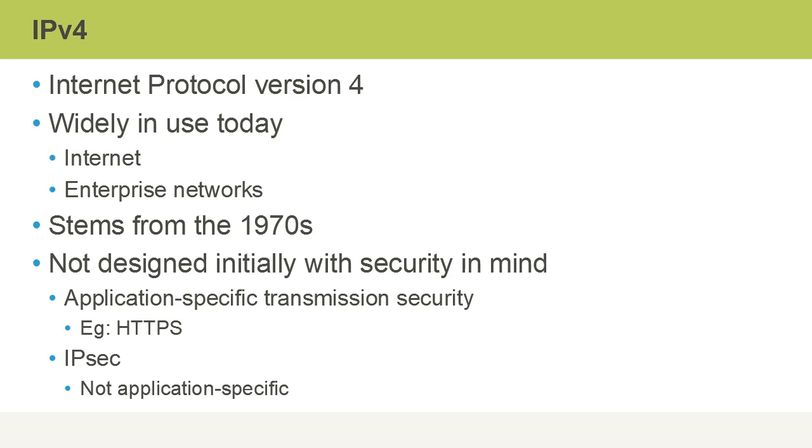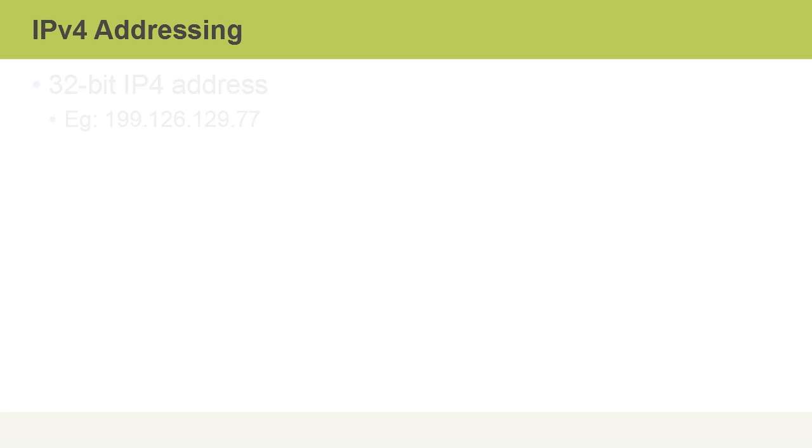So any application-specific transmission security has been an afterthought since the 70s, such as HTTPS to secure an HTTP web server. However, HTTPS is specific to the web server, so if we wanted to secure 20 web servers, we'd have 20 configurations to go through. Alternatively, with IPv4, we can use IPsec, IP security, which is not application specific. So, for example, if we enabled IPsec on all of our internal clients and servers, then regardless of which transmission protocol is being used, everything would be encrypted and potentially even digitally signed.